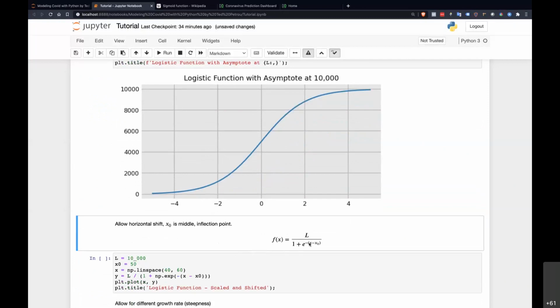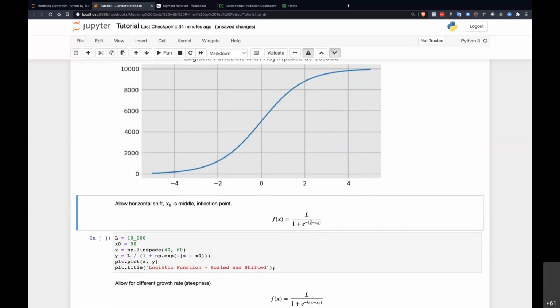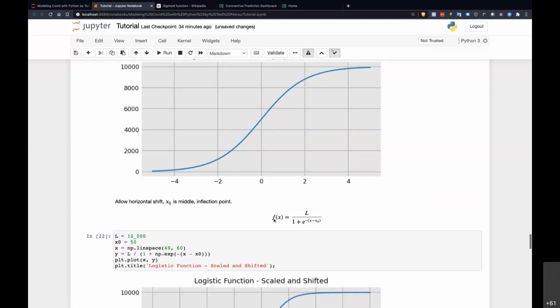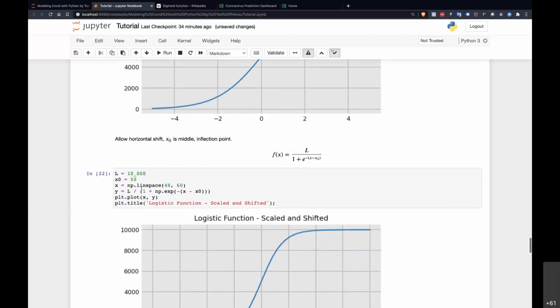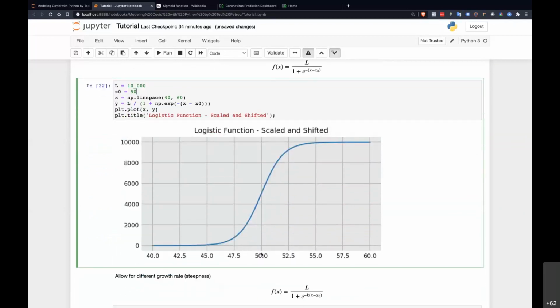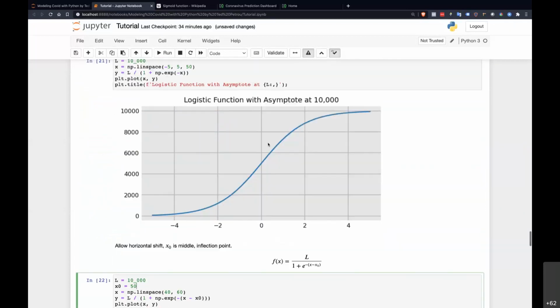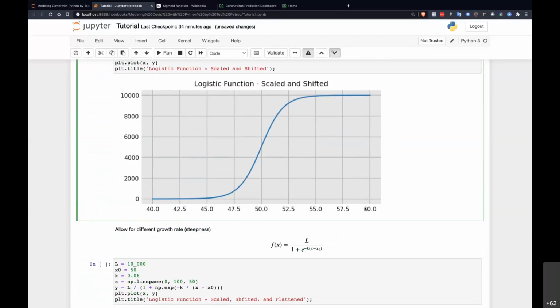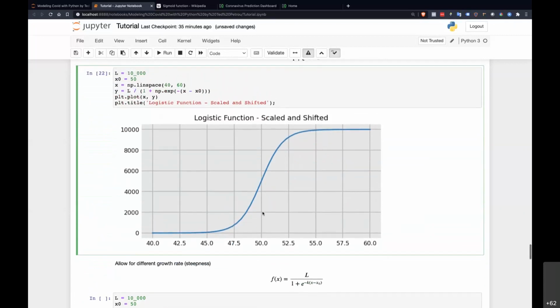And the way you do this is you can shift along the x-axis by subtracting some constant, and that's what we're going to do. We're going to subtract x naught, and it's known as the inflection point. So whatever you define as x naught, here I just did 50. And it looks a little different than the curve up here because I actually looked at x going from 40 to 60, so it covers 20 units instead of 10. So that's why it looks a little bit different here. But I've shifted it so the center, or the inflection point, is at 50.